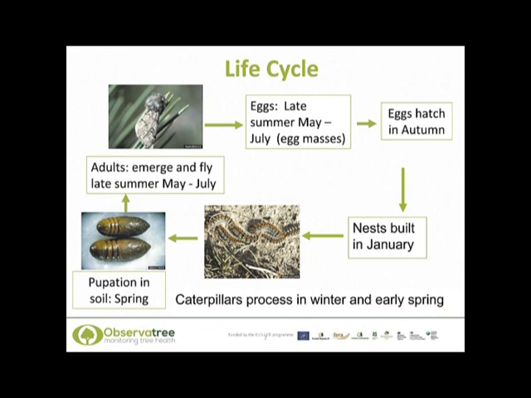So the larvae hatch in the autumn from the eggs laid in the summer and begin feeding on the tree's needles in the autumn. And then they build tent-like nests in January. So the caterpillars overwinter in these nests high up in the pine trees, and they form processions on the ground in early spring before pupating in the soil until late summer, when they emerge as adult moths. This pupal stage can, however, remain dormant, extending the life cycle for over 2 years.